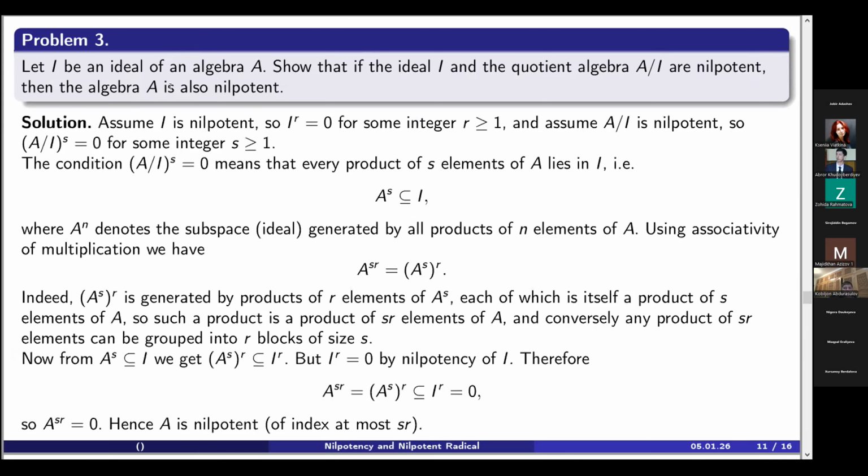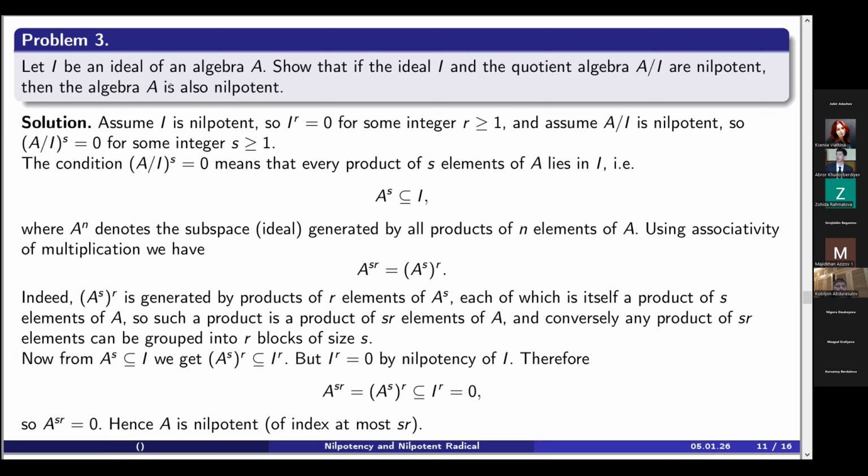Yeah, this problem is very important. If the ideal and the quotient are nilpotent, we should show that A is nilpotent too. Yes. Okay.